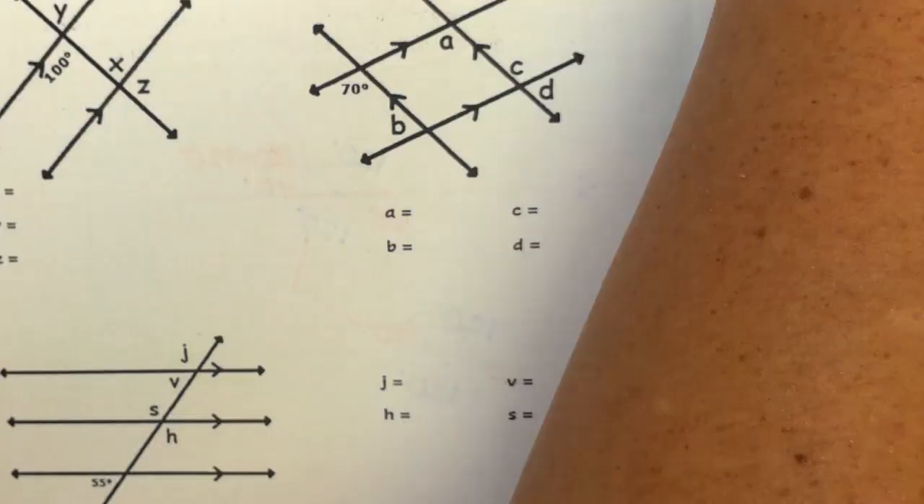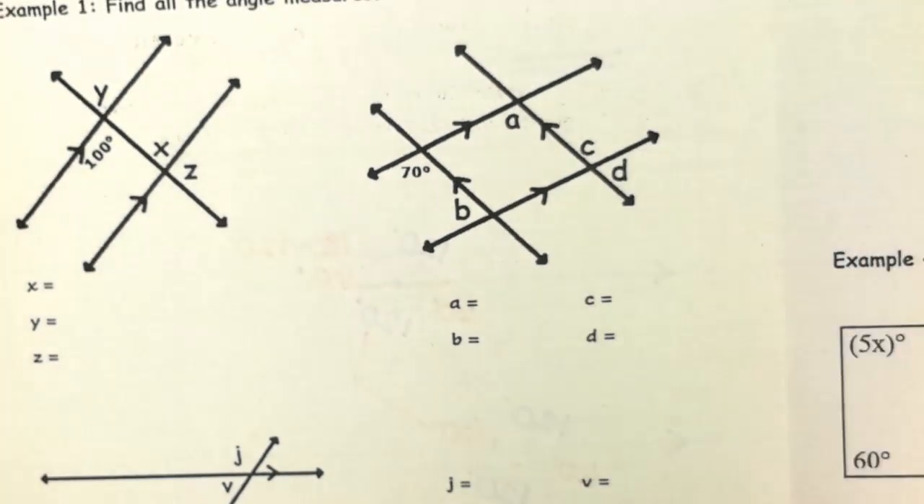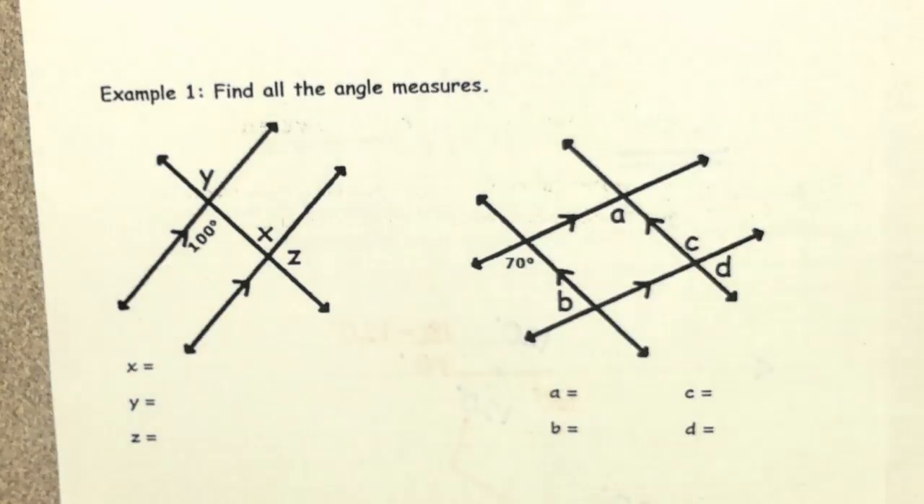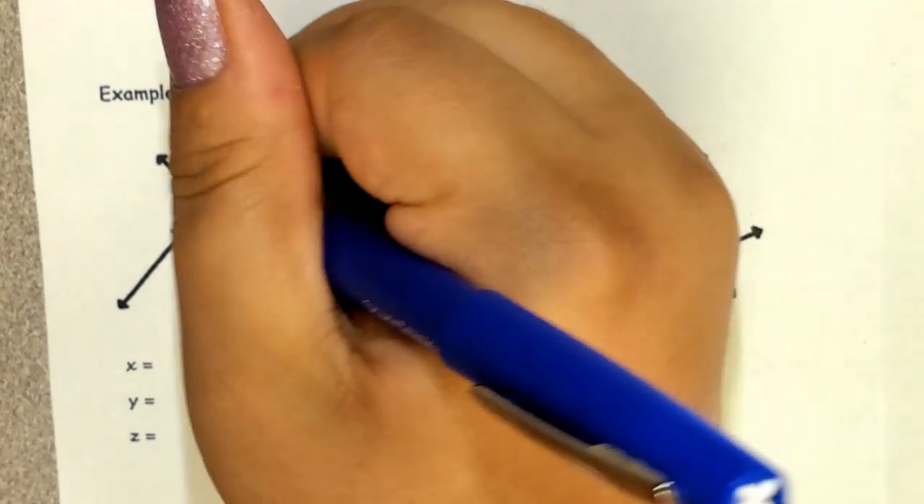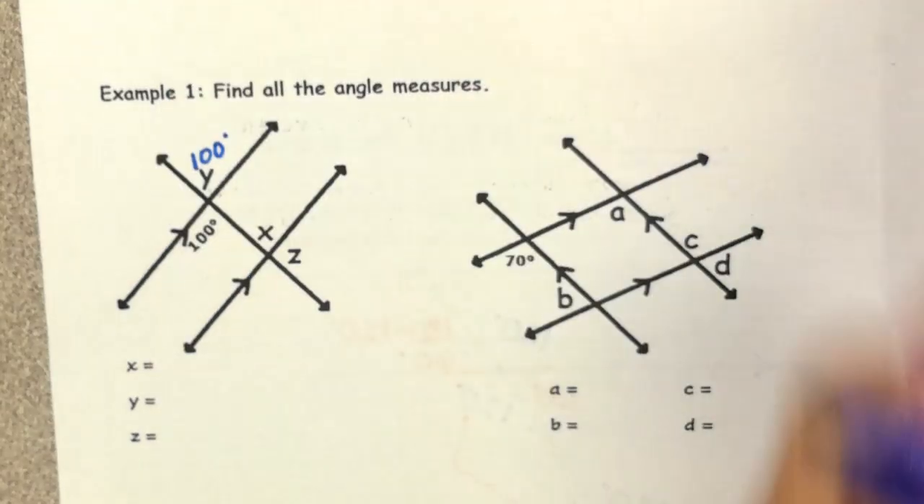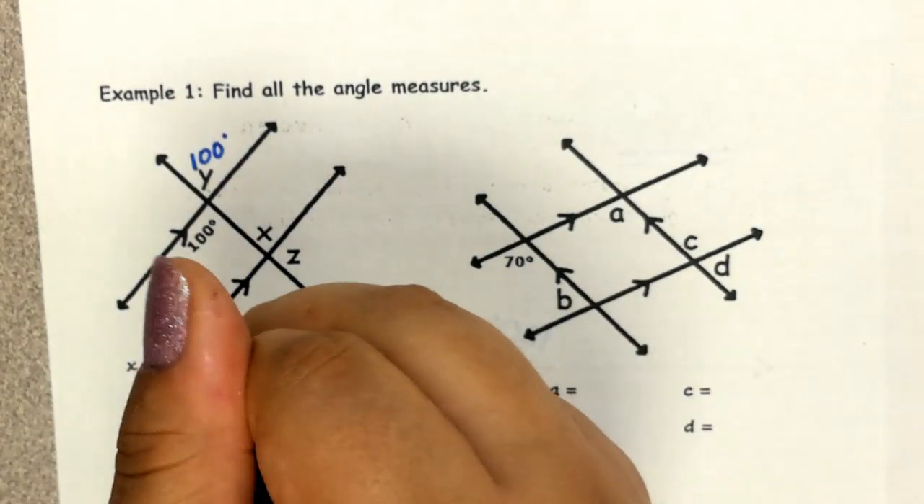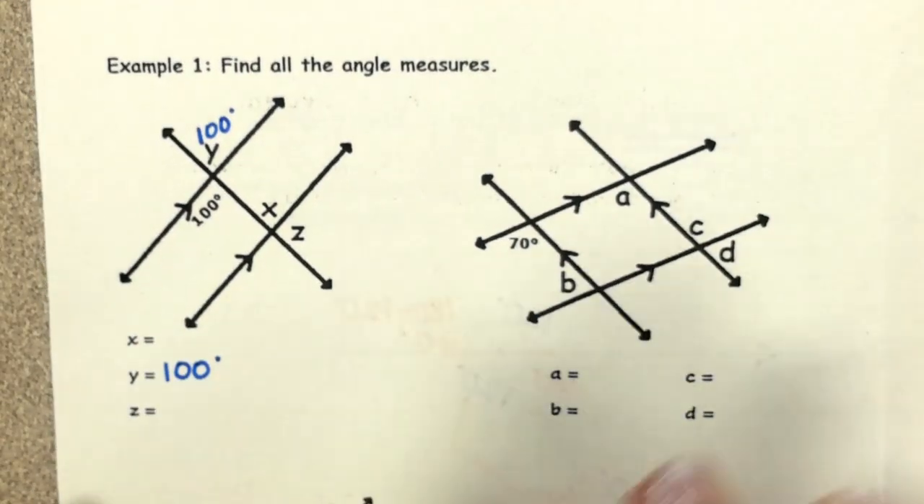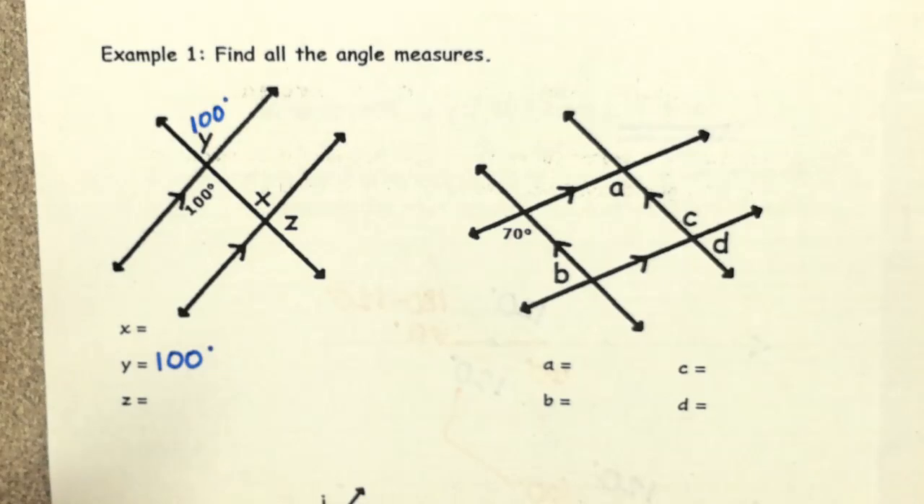Alright. We're going to have to go a little faster because we took a while on the warm-up. So, number 1, if that is 100, what else do you know? Y is 100. Why? Because they're vertical angles. Don't forget your degree sign. What else is 100?